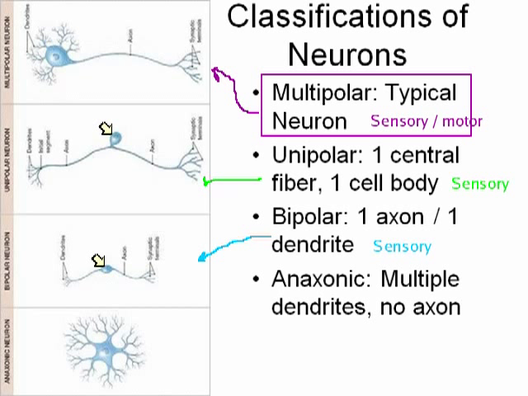And then we have anaxonic. Ana here means without an axon. This is basically a cell body that has dendrites with no axon. And this here tends to be sensory-based as well. You'll talk about anaxonic neurons when you get into the endocrine system in INP2.